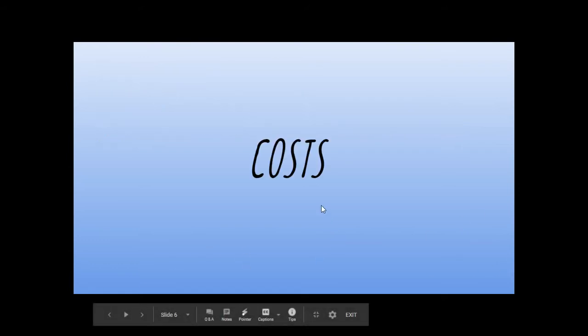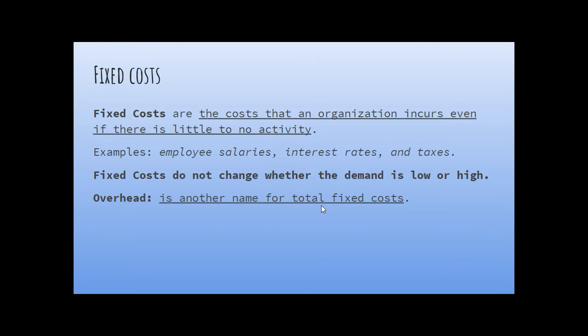All right, today we're going to talk about cost, revenue, and profit maximization. First, we're going to cover cost. So fixed costs are the costs that an organization incurs even if there is little to no activity. So in your notes, you'll see how Mr. Dahl does, that text box, and just put in the definition.